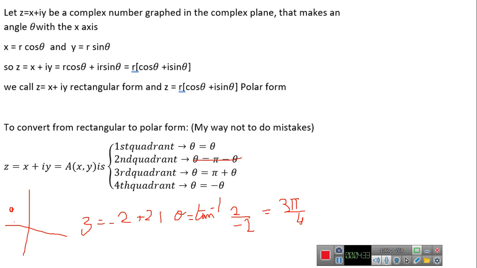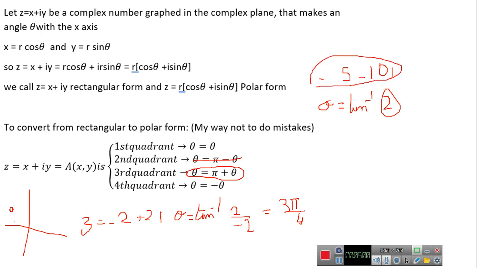Third quadrant: if it's in the third quadrant, you need to add pi. For example, if you have minus 5 minus 10i, this is in the third quadrant. If you do theta, which is tangent inverse of y over x, of 2, the calculator will give it in the first quadrant, because here it's positive. The calculator will not know that we are talking in the third quadrant. So that's why to the angle you get, you add plus pi.